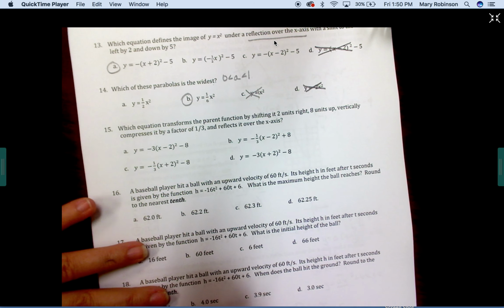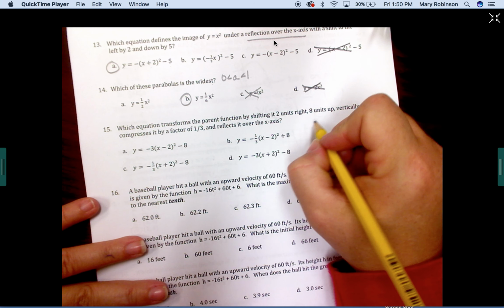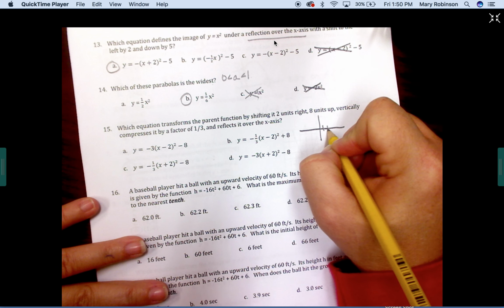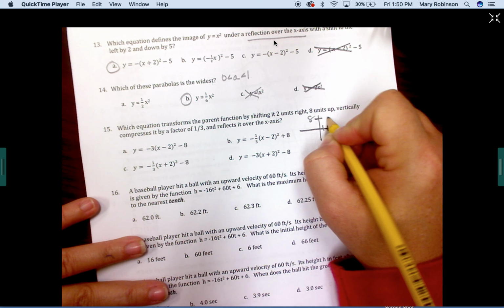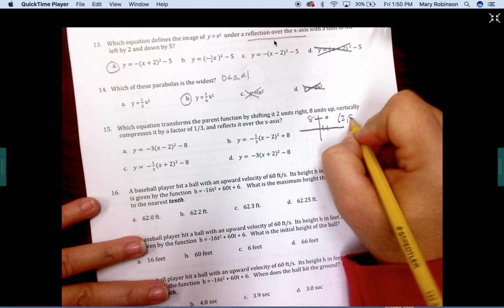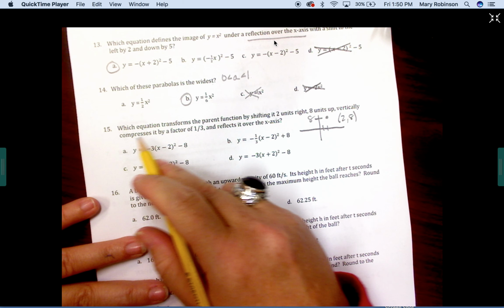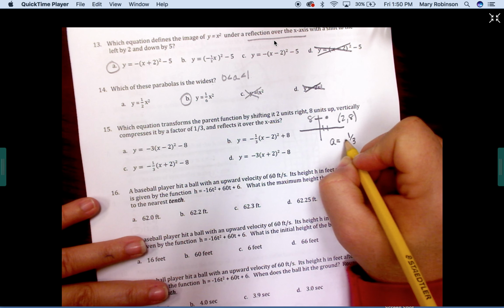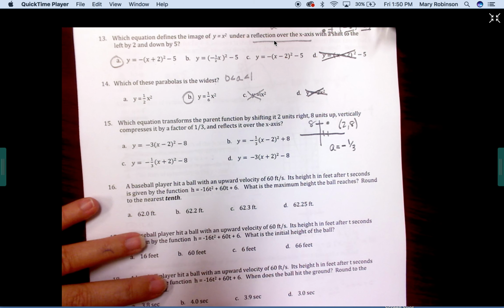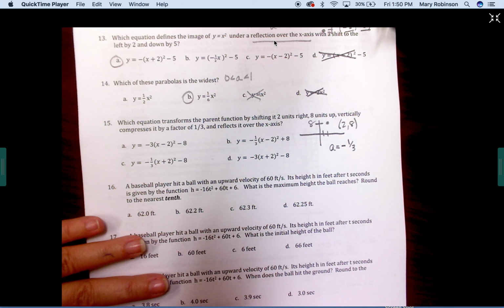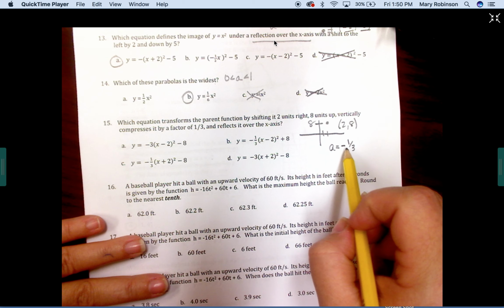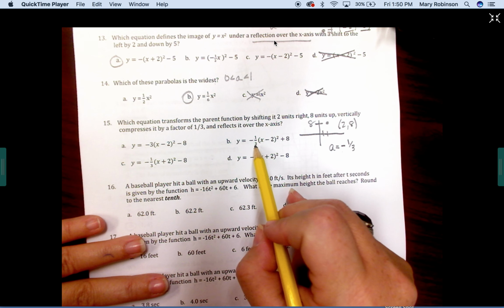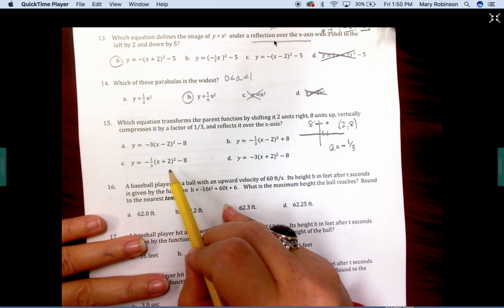Next, which equation transforms the parent function by shifting it 2 units right and up 8? So that means my vertex is at 2, 8. It vertically compresses by a factor of 1/3, and it reflects it over the x-axis, which means my a value is negative 1/3. So I'm looking for negative 1/3 in the front. I've got it there. I've got it there.